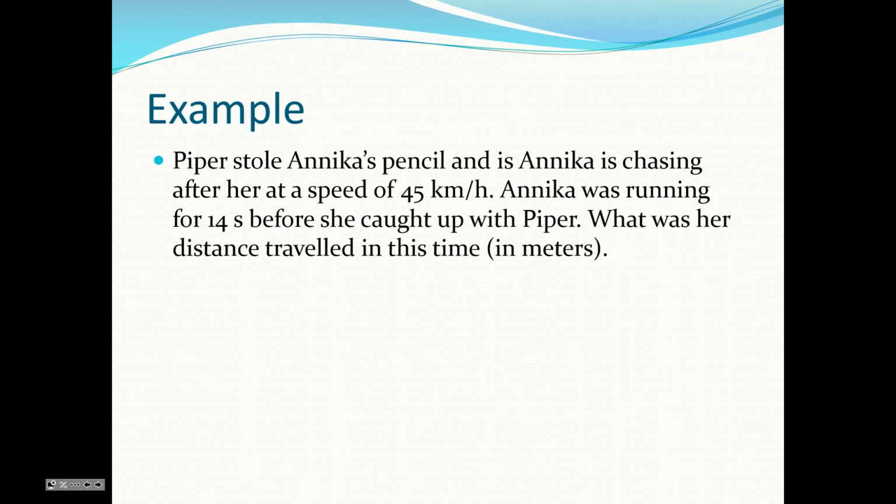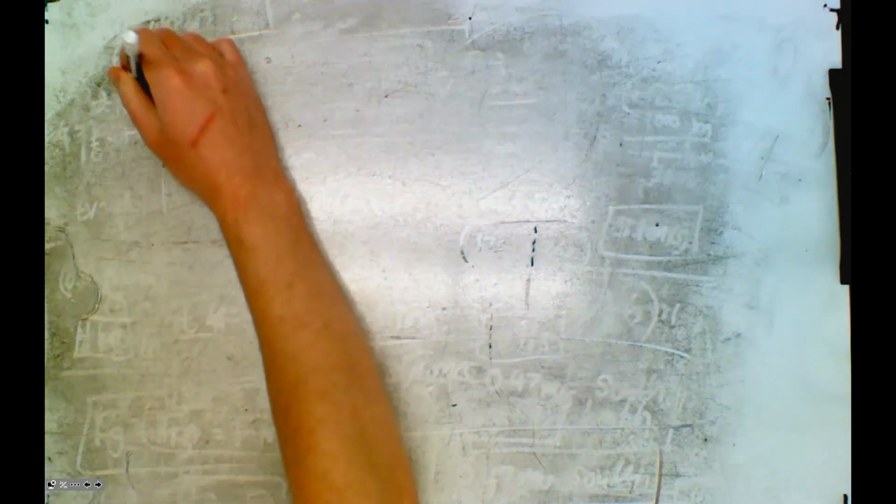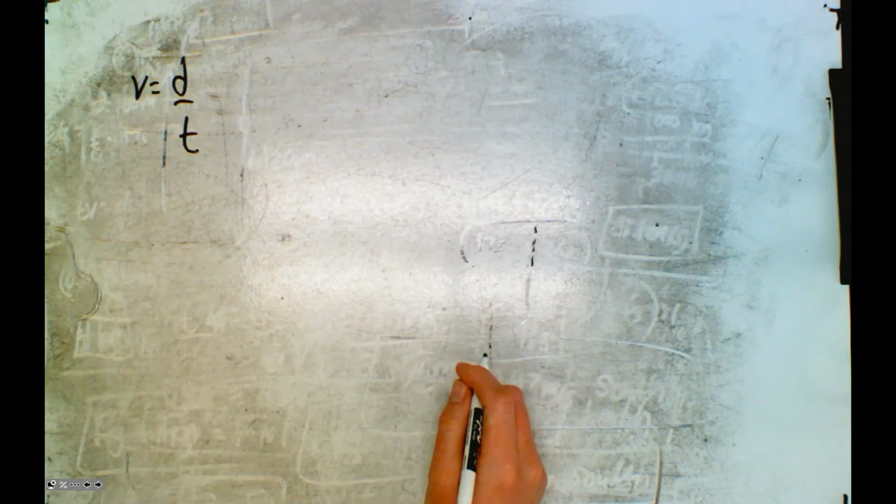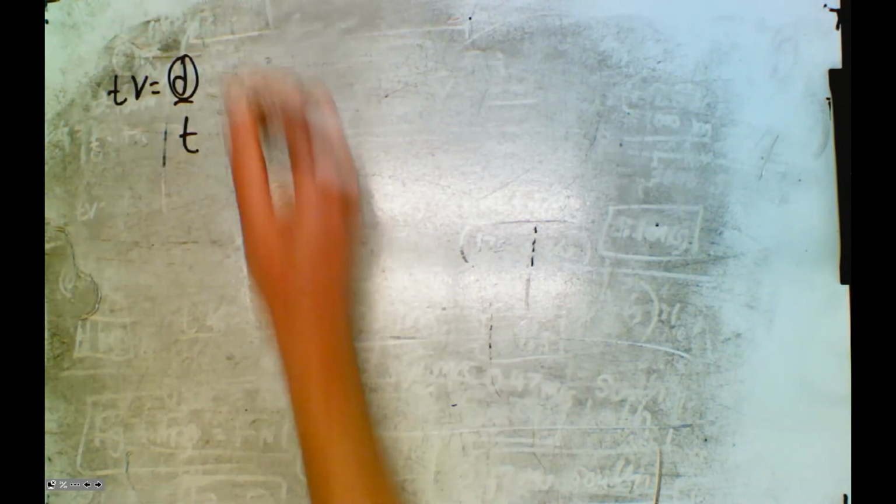Piper stole Annika's pencil, and Annika is chasing after her at a speed of 45 kilometers an hour. Annika was running for 14 seconds before she caught up with Piper. What was her distance traveled in this time? Because I'm just given a speed and a time, this is just a really simple v equals d over t style question. So I can use v equals d over t. I am trying to find the distance traveled, so I can rearrange it.